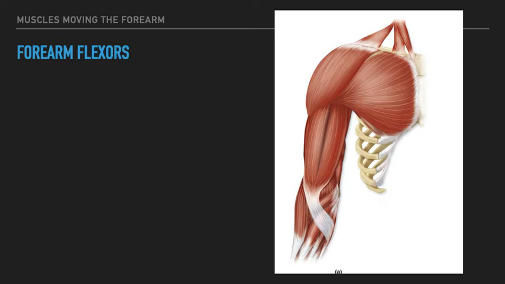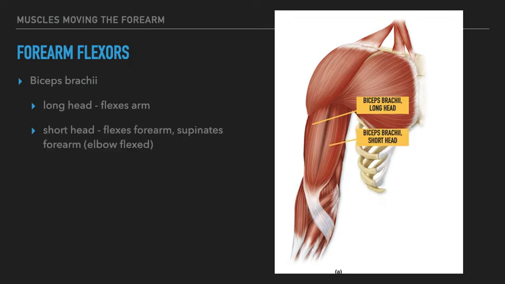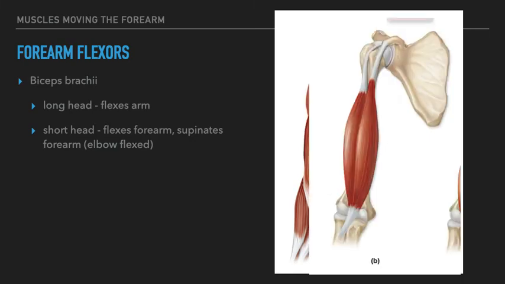The forearm flexors include the biceps brachii, the brachialis, and the brachioradialis. So starting with the biceps brachii, we can see that in this image here. The biceps brachii has two heads. That's why it's called the biceps. The long head, when contracted, is going to flex the arm. The short head, when it contracts, will also flex the forearm. It will also help to supinate the forearm, but only when the elbow is flexed.